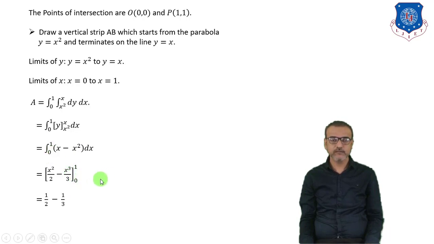1. Now for the upper limit 1, the result is 1 square by 2, that is 1 by 2. Then after minus x cube by 3, it will be 1 by 3. And for the lower limit 0, both these terms will become 0, so no need to write down 0. Now we will simplify this result. So this will become 3 minus 2 upon 6. So the result is 1 upon 6. So this is the answer, that is 1 upon 6.